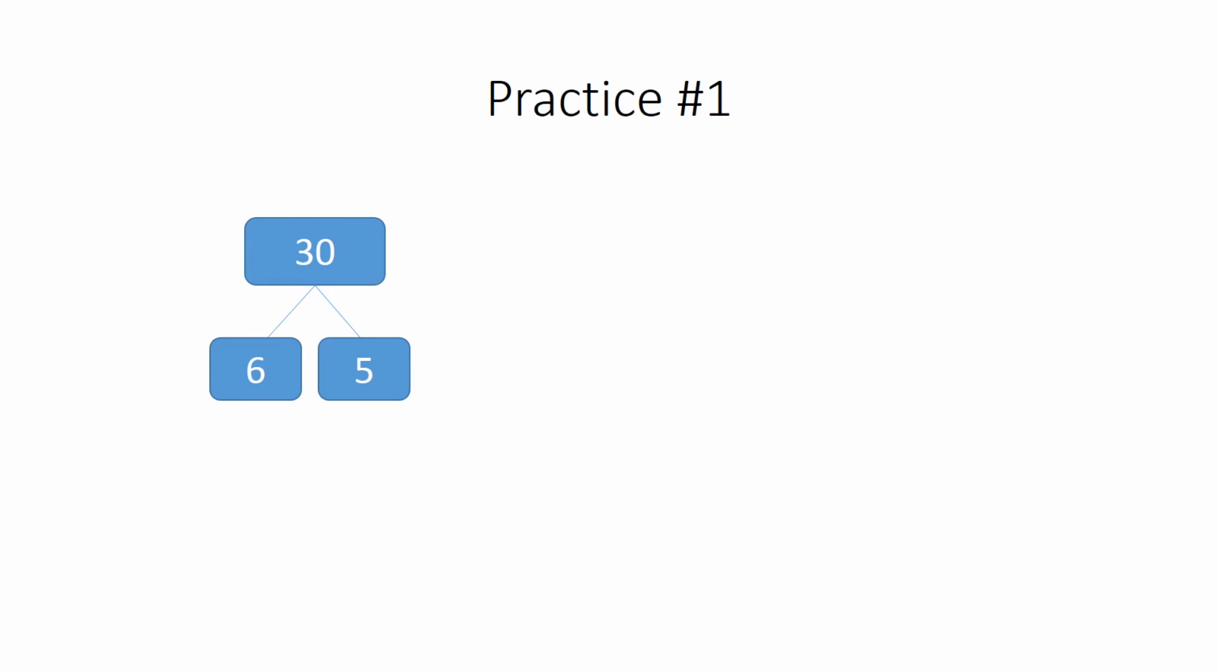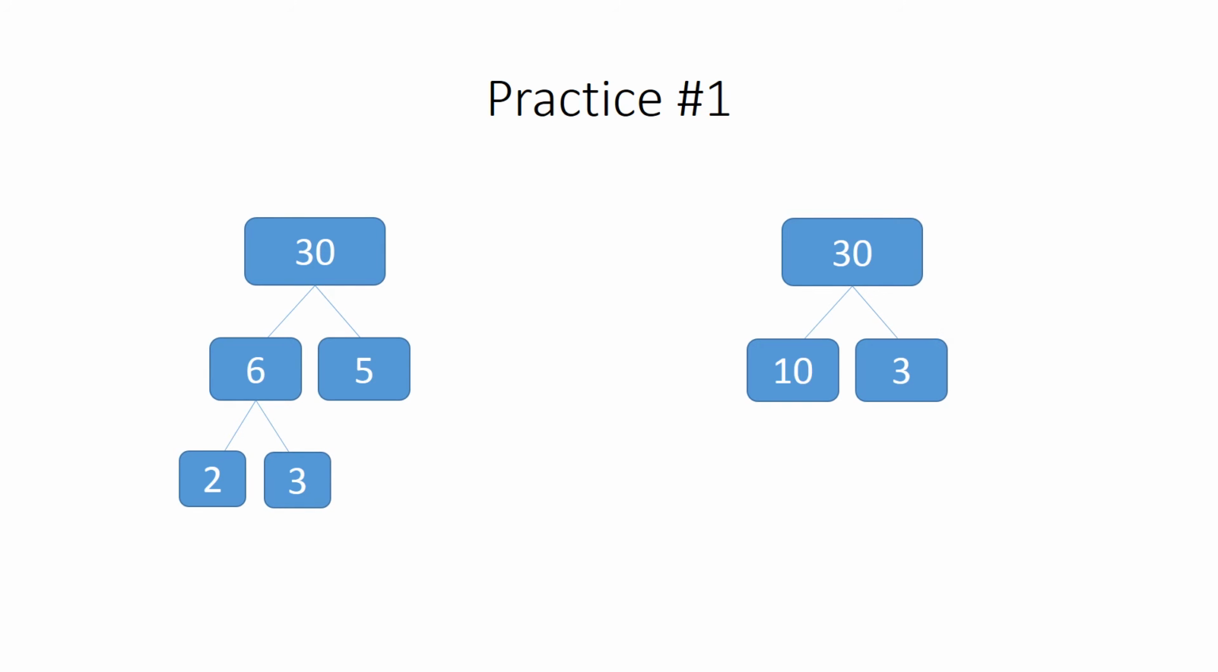Okay, so 30, you can do 6 times 5. That's equal to 30. 6, we can break it down into 2 and 3. So now we have all the prime factors of 30. A different way you could have done that would be 10 times 3. 10, you can break it down to 2 and 5.